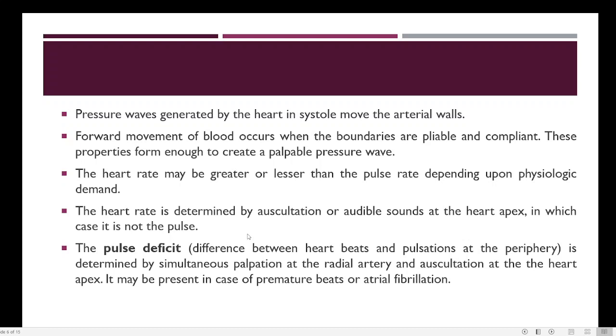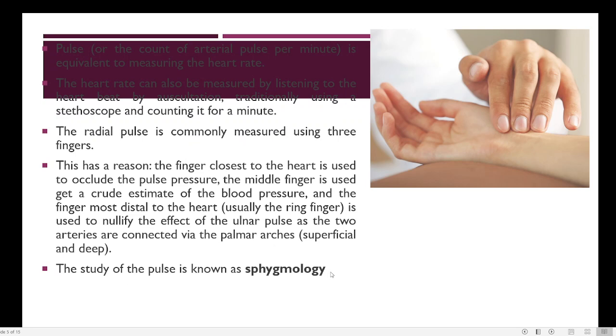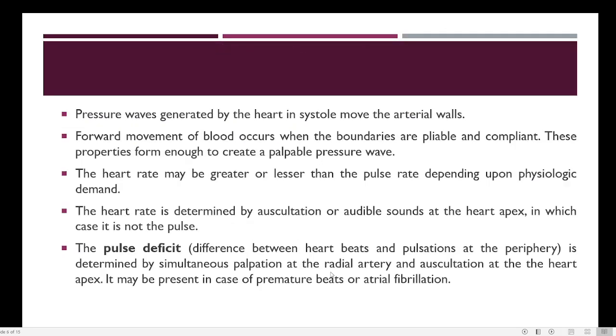That difference can be noticed or calculated by measuring pulse this way, and using your stethoscope to listen to the heartbeat directly. Sometimes there may be a slight difference, and that difference is known by the name pulse deficit. It can be a case of atrial fibrillation, some kind of heart disorder. So that is the advantage of measuring pulse as well as heartbeat using auscultation.